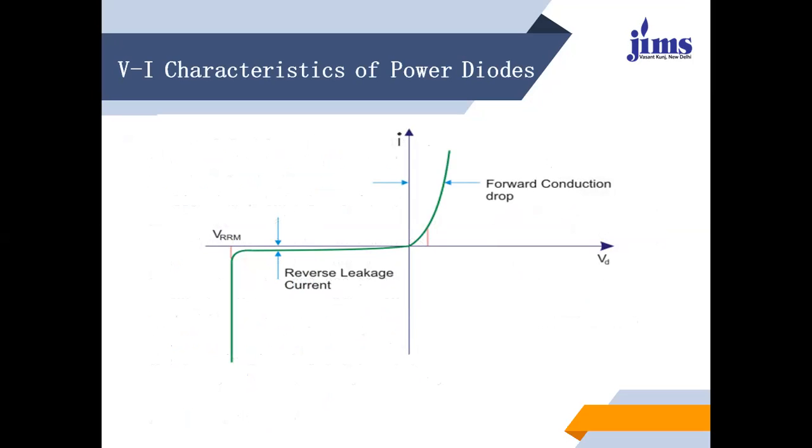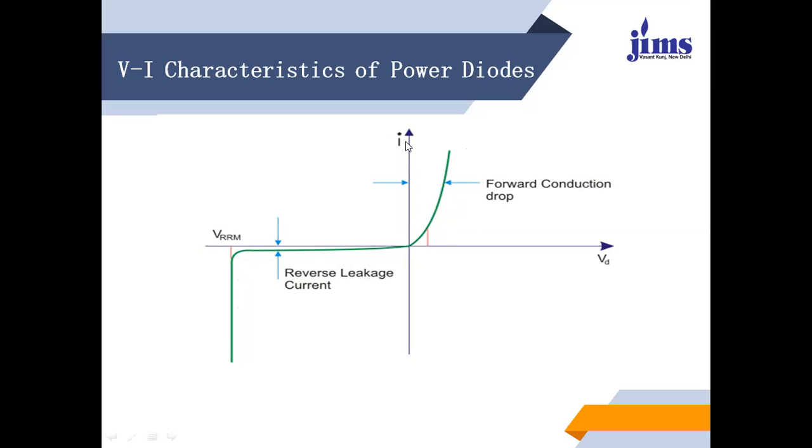These are the characteristics of the power diode. Here you will find that the reverse recovery time is larger as compared to the normal diode, and the forward conduction drop is quite lower than the simple signal diode. This is the forward conduction drop and this is the reverse leakage current. So there is a reason for this, and the signal diode operation is quite low as compared to this one.